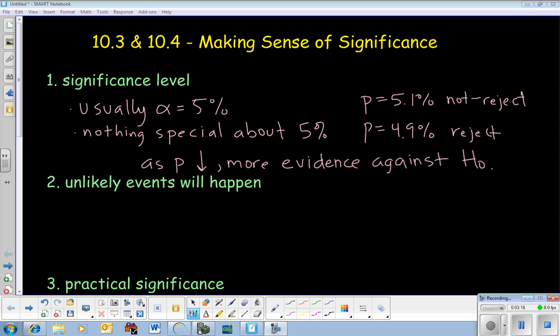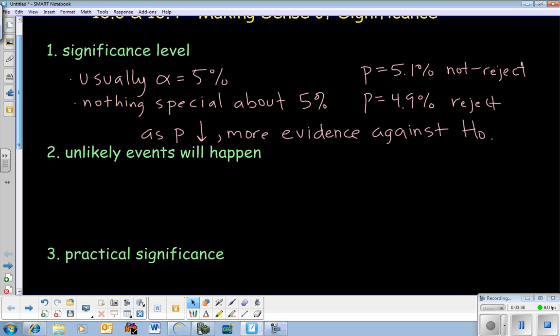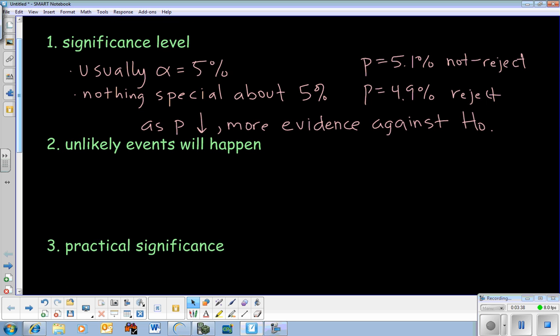I know 5% is the number we're going to use, and the questions you answer should say test this at the 5% level. You could test it at any level you wanted, but that's just the most common one. But just don't feel like 5.1 is awesome and 4.9 is terrible. Okay, number 2, unlikely events will happen. Let's stick with this 5%. If it's 5%, then that means 1 out of 20 is going to be a mistake.